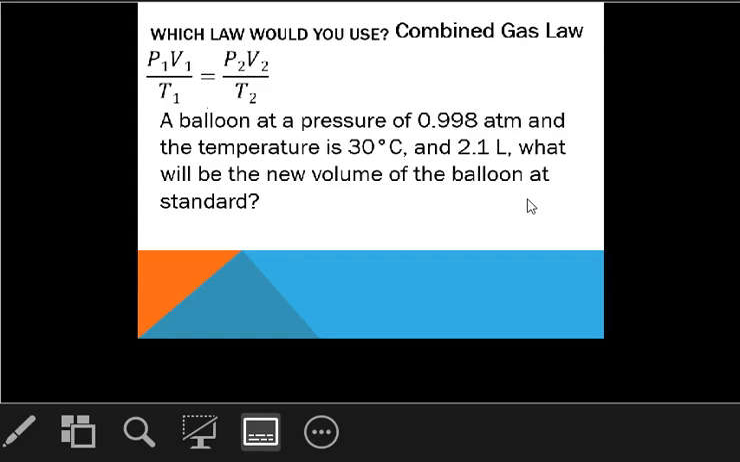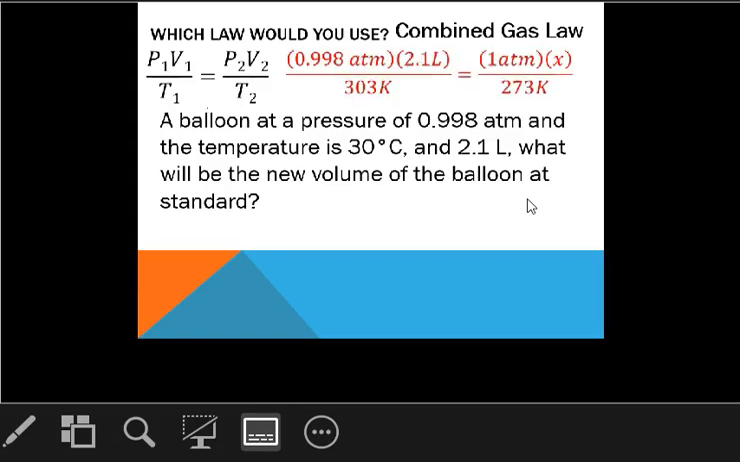Take a moment to pull out the numbers and determine the standards for the conditions that they have given you. Hopefully you set it up as P 0.998, that's atmospheres, V 2.1 liters, over T, and you took 30 and added 273, equals 1 atmosphere is the standard for atmospheres, and 273 is the standard for temperature. So what I'm solving for is the new volume.